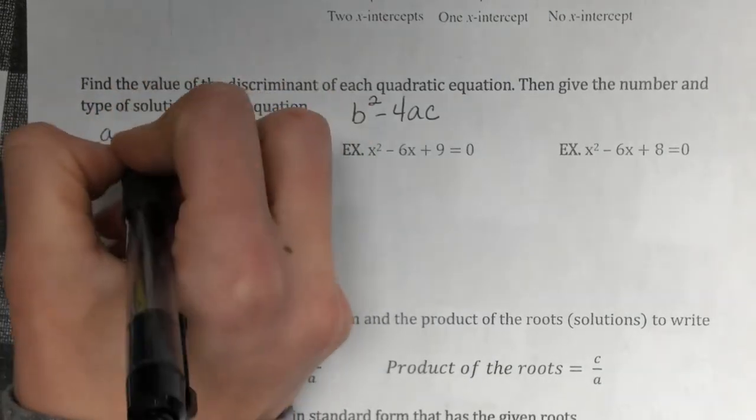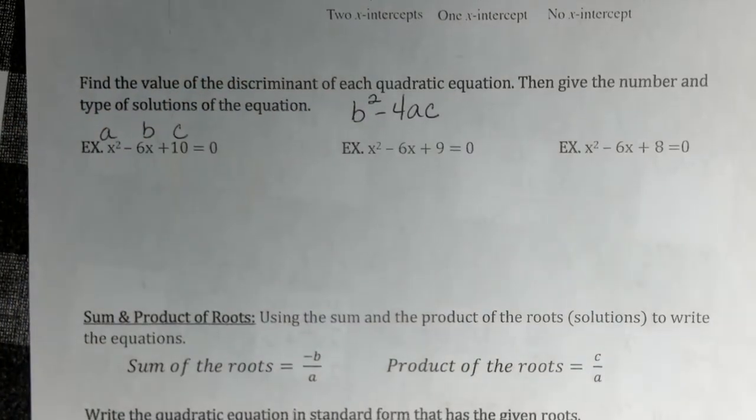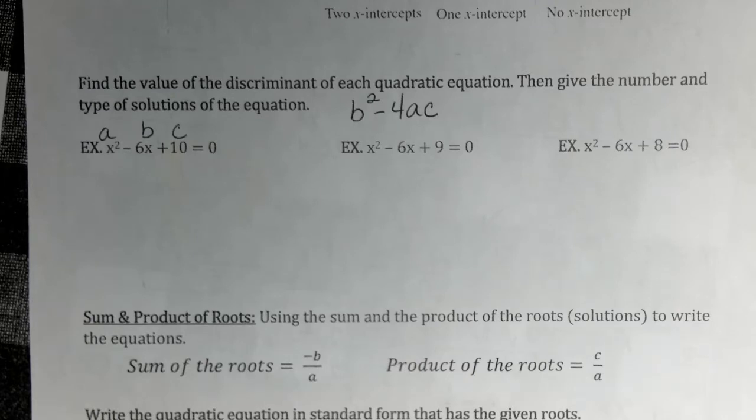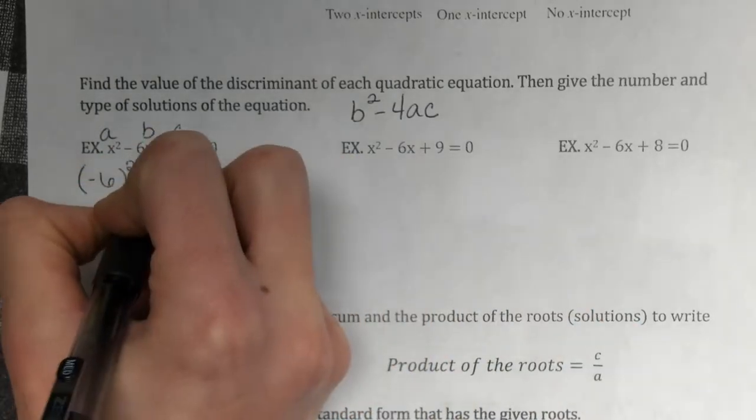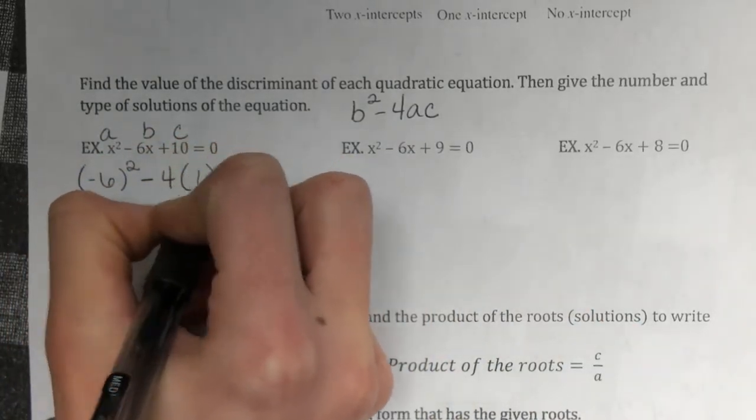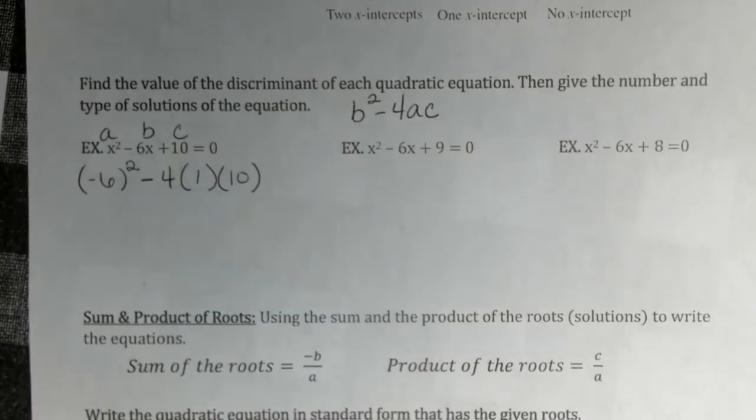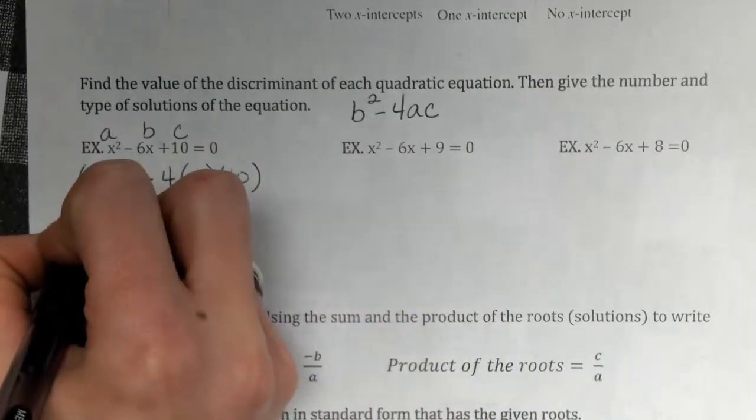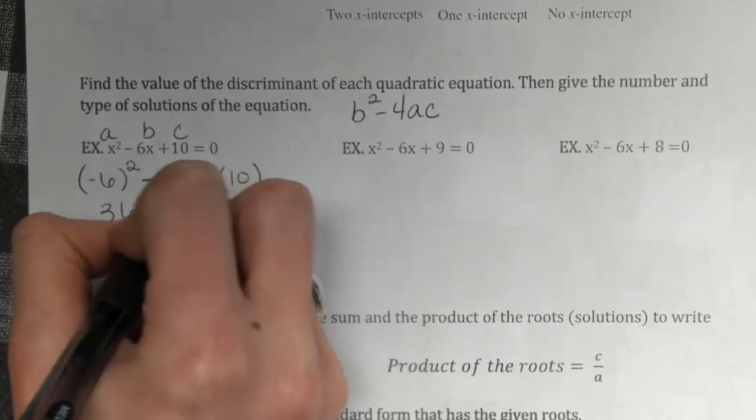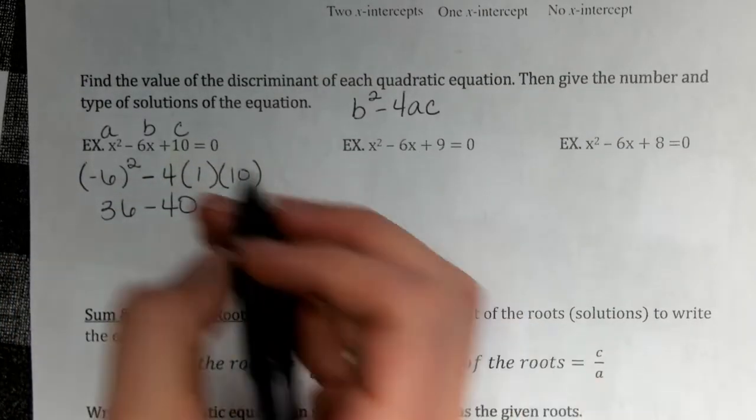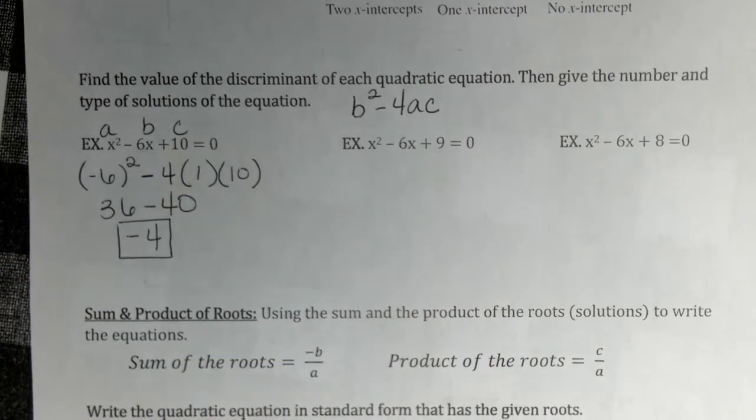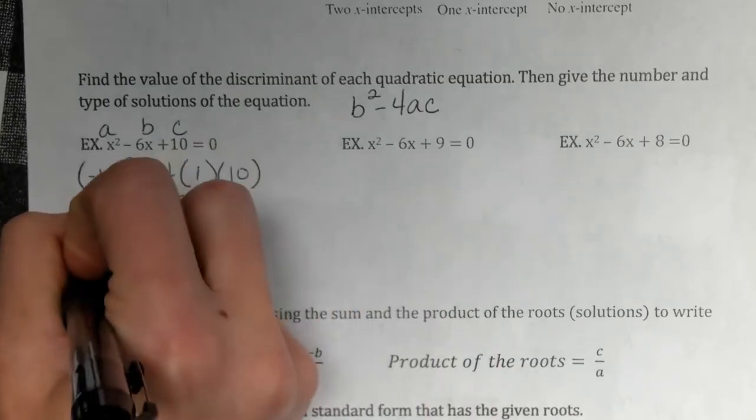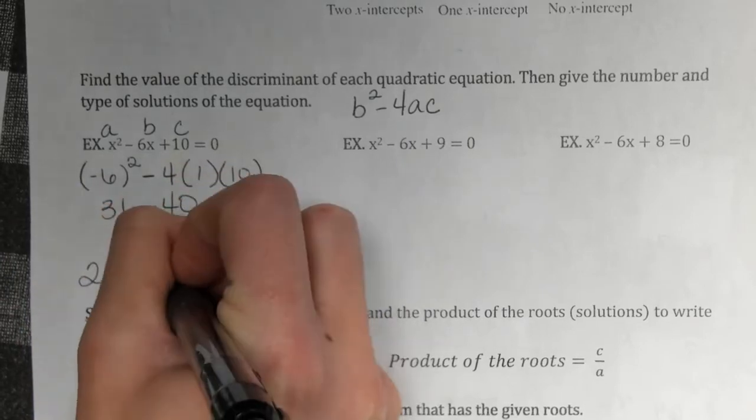So if you want to label your a, b, and c, that's fine, okay, because I've got my negative 6 squared for b squared minus 4, my a is 1, and my c is 10. So that's going to give me 36 minus 40. 36 minus 40 is negative 4. So the value of my discriminant is negative 4. So how many solutions and what type would they be? I would have two imaginary solutions.